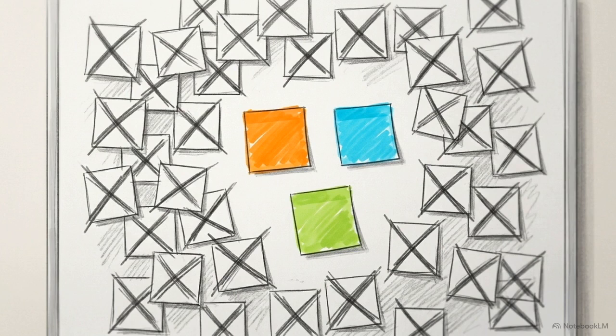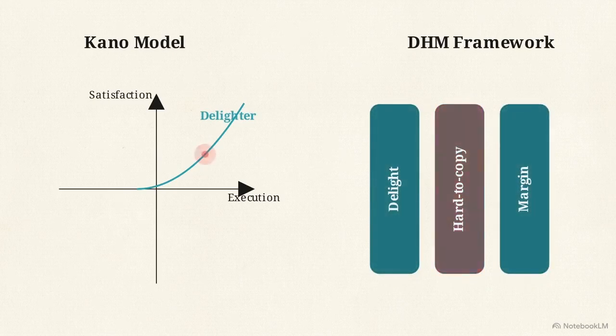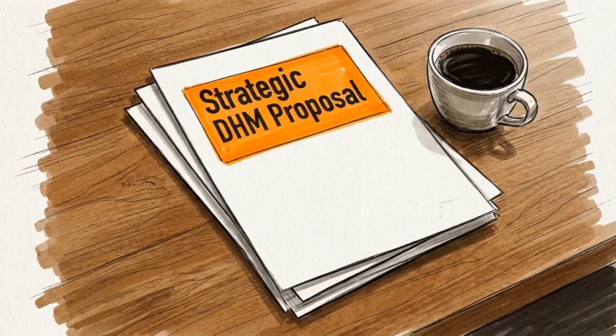Product strategy functions as a calculated filter, a list of lucrative ideas you are explicitly choosing to ignore to maintain focus. For product managers trapped in execution, your first step is to stop presenting competitor feature lists as a strategy. Use the Kano model and the DHM framework to propose a single, hard-to-copy delighter. Outline the costs, name the compromises, and defend that trade-off with a rigorous 6-page narrative.